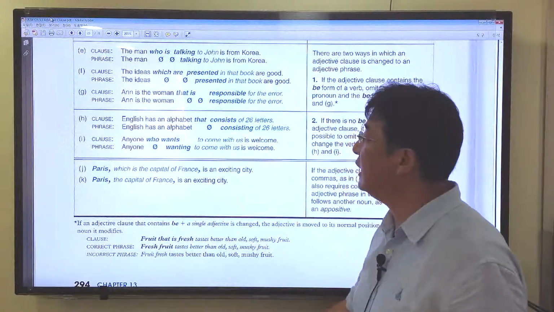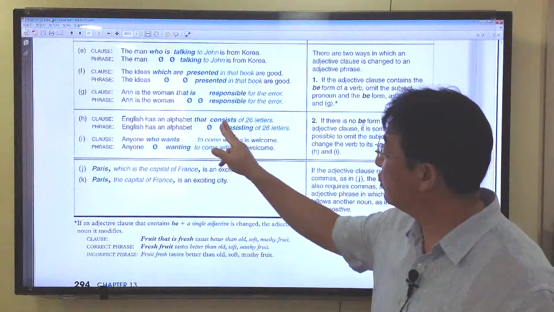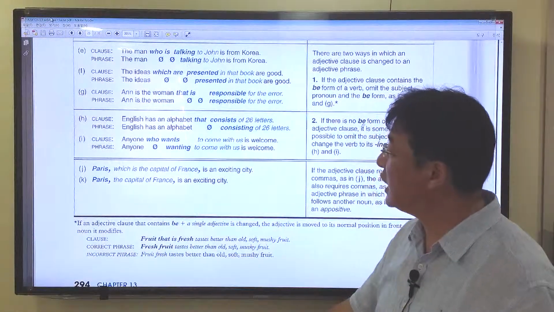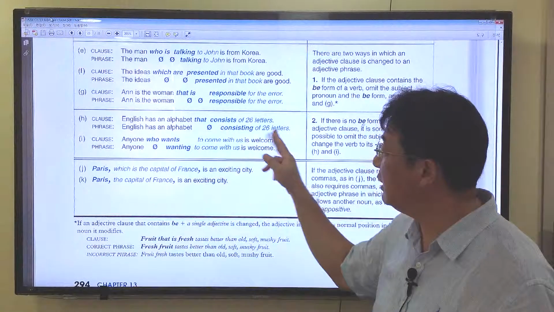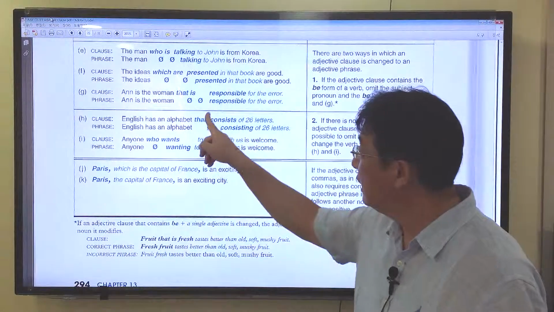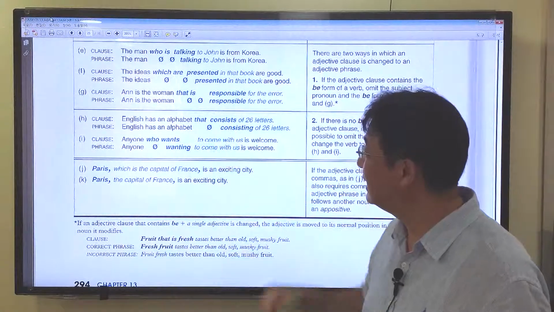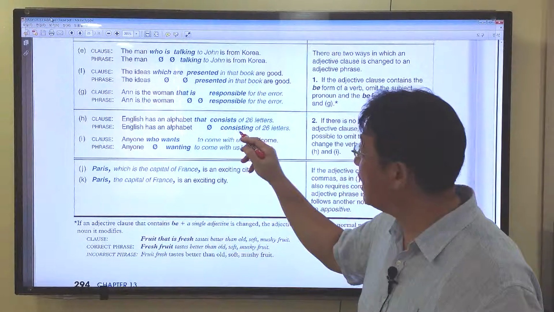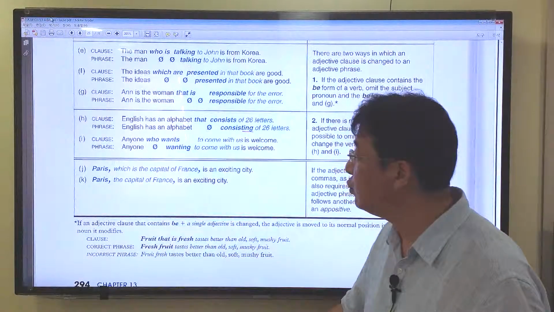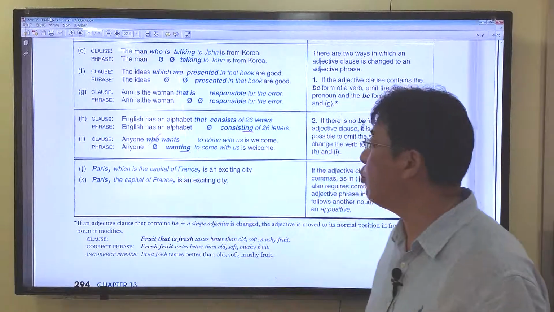자, H 보겠습니다. English has an alphabet that consists of 26 letters. 자, 주어 동사 있기 때문에 형용사 절인데 절이죠. 그죠? 하지만 두 번째 convert된 그 sentence를 보면 there is no more adjective clause but there is an adjective phrase. 왜 그렇습니까? 주격 관계대명사가 없어졌기 때문에 주어가 없어진 거죠. Instead of having consists, it became consisting of 26 letters. Okay, let's see another example. Anyone who wants to come with us is welcome. Anyone wanting to come with us is welcome.